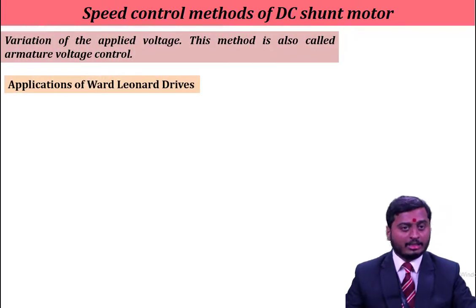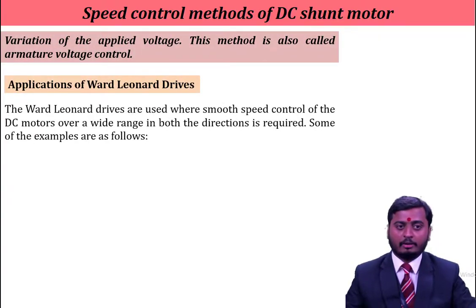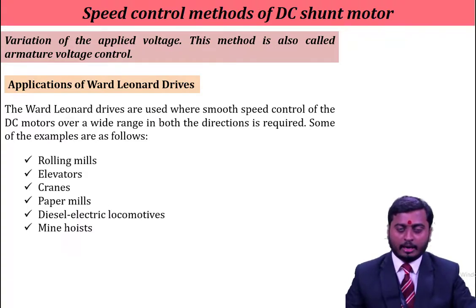Now, what are the applications of a Ward-Leonard drive? This can be used where smooth speed control is required. Where is it required? First example is rolling mills, where we require smooth control. Then elevators, cranes, paper mills, diesel electric locomotives, and mine hoists. So if you want to control the speed of all these, then specifically we use Ward-Leonard drives.